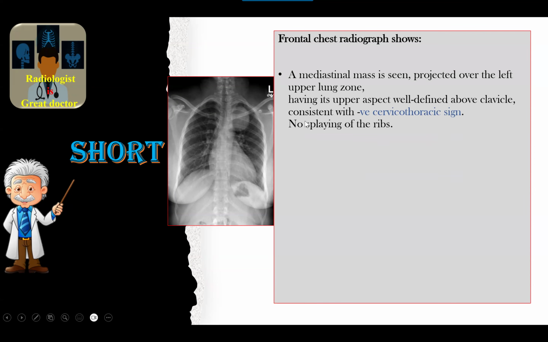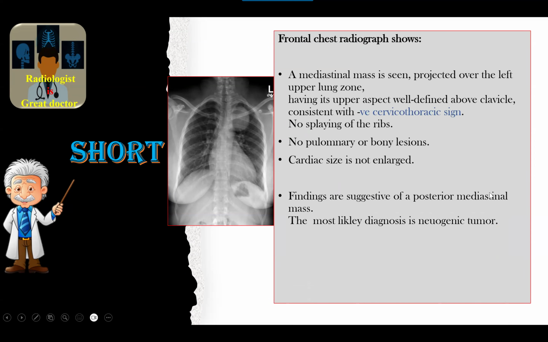So again, description first, positive, followed by negative. Mediastinal mass seen projected over the left upper lung zone, having upper border well defined above the clavicle, consistent with negative cervicothoracic, no splaying. About the remaining: no pulmonary or bony lesions, no pleural effusion or pneumothorax. This is better to be mentioned in case of trauma and emergency. Cardiac size not enlarged. Findings are suggestive of posterior mediastinal mass. The most likely diagnosis is neurogenic tumor. One diagnosis, one or two, it's accepted.